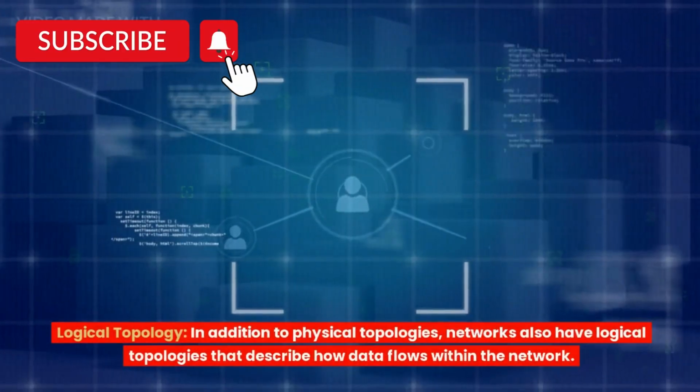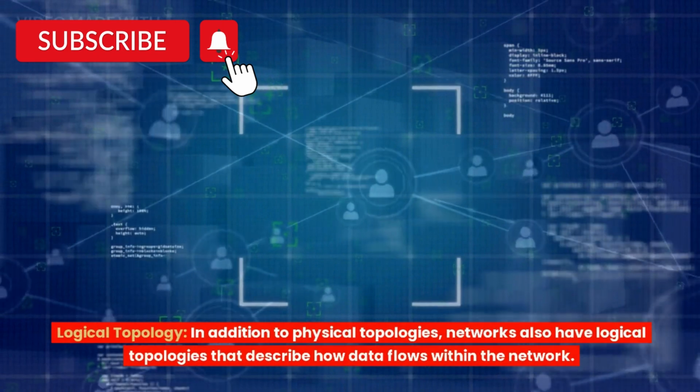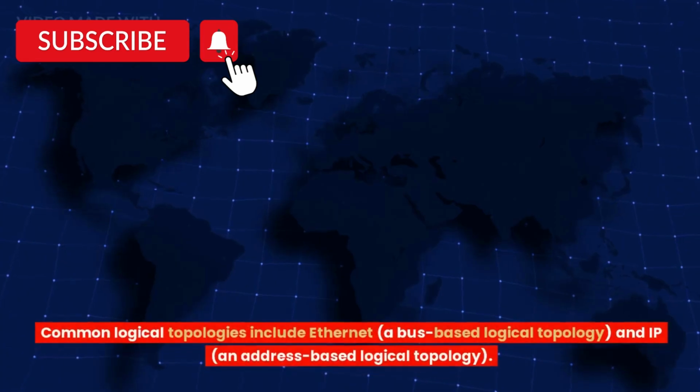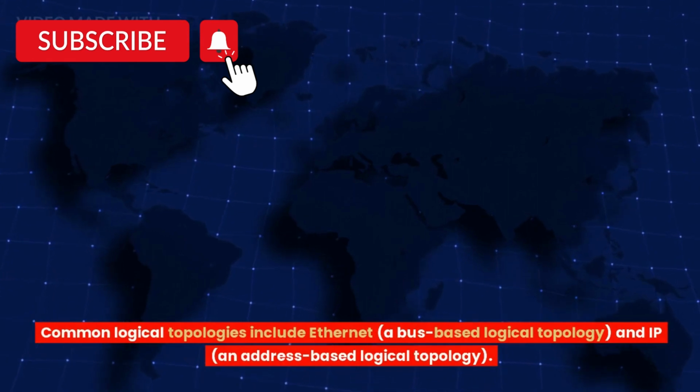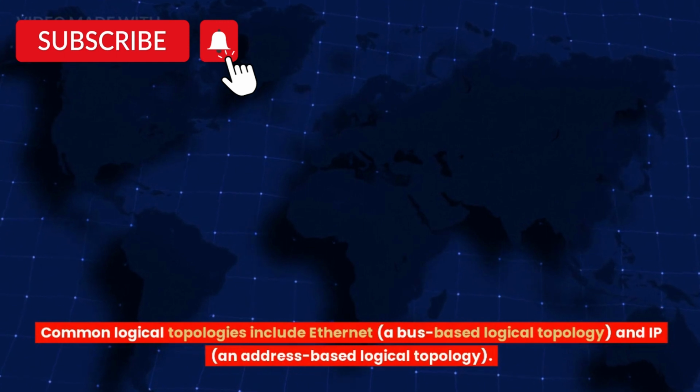Logical topology. In addition to physical topologies, networks also have logical topologies that describe how data flows within the network. Common logical topologies include Ethernet, a bus-based logical topology, and IP, an address-based logical topology.